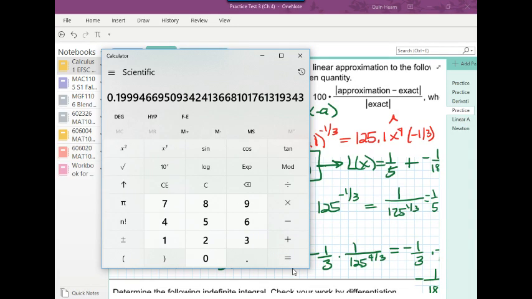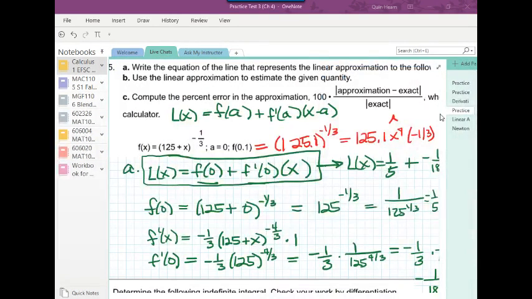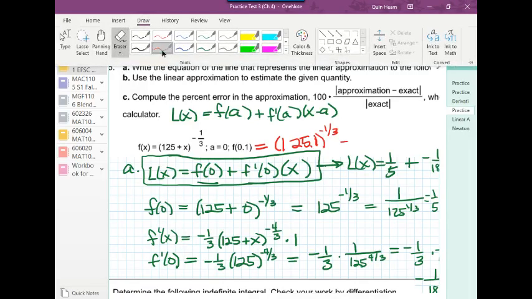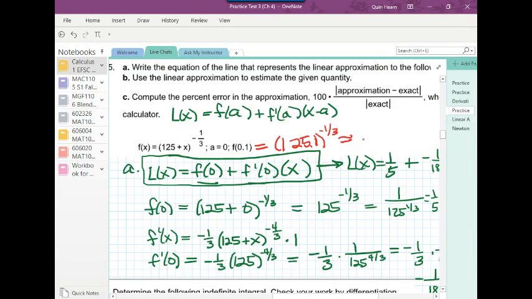All right, so f of 0.1 is going to be 125.1 to the negative 1/3 power. And you can actually just plug that into your calculator. There's a power button somewhere. It looks like x to the y, or it looks like a little caret symbol. But you're going to need parentheses around your exponent. You would have negative 1/3.